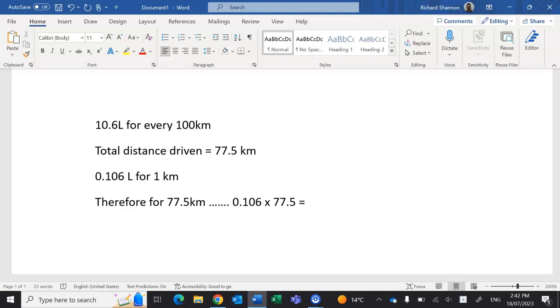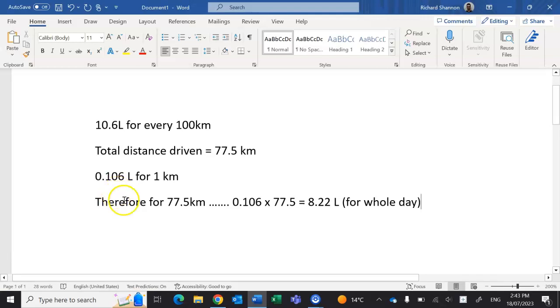So you've got 0.106 times 77.5. That says 8.22. So that's how many liters for the day. That's using the fuel consumption rate.